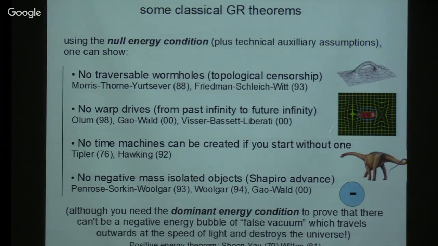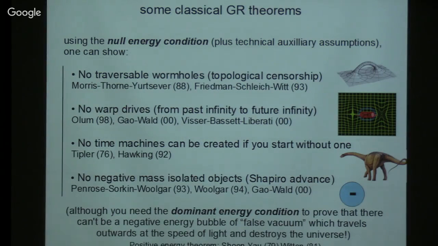There are also theorems using the null energy condition which say that there are no warp drives. Now, it's actually a little bit hard to define what you mean by a warp drive in general relativity, because you have to make sure to phrase everything in a coordinate invariant way. And so when you say fast, what does it mean to travel faster than the speed of light? Compared to what? Since you're not traveling faster than the speed of light locally.